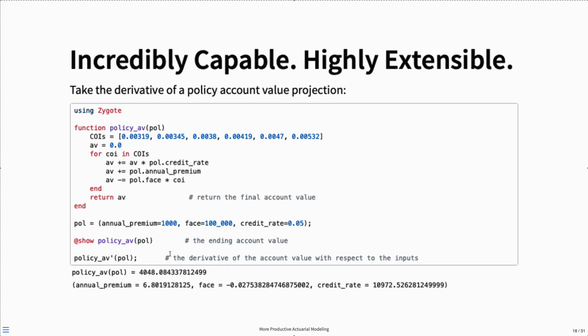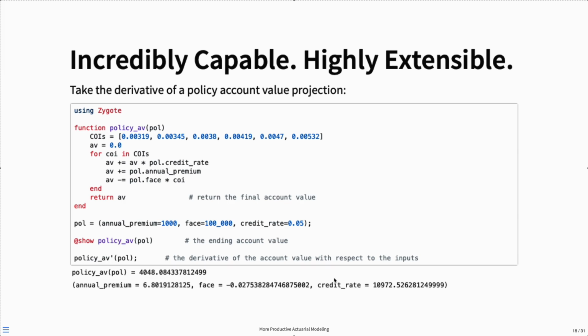So what this is saying is that if we incremented the annual premium by 1, the ending account value would actually go up by close to 7, which makes sense because we're paying premium for 6 years. So we're getting a little bit of the accumulation of the credited rate. If the face amount went up by $1, the ending account value would decrease by 3 cents. And that's because there's more net amount at risk and the COIs are dragging down the ending account value.